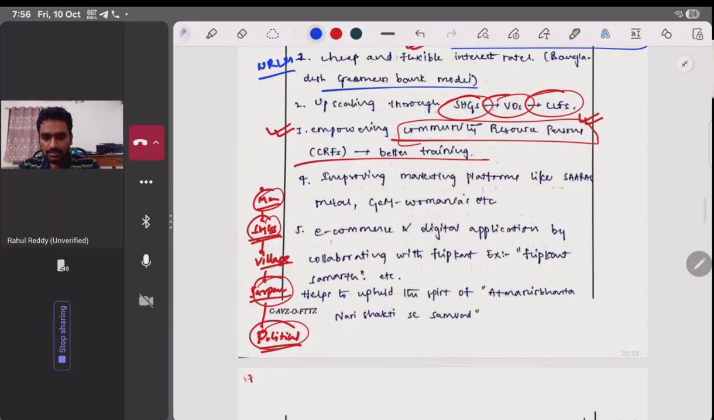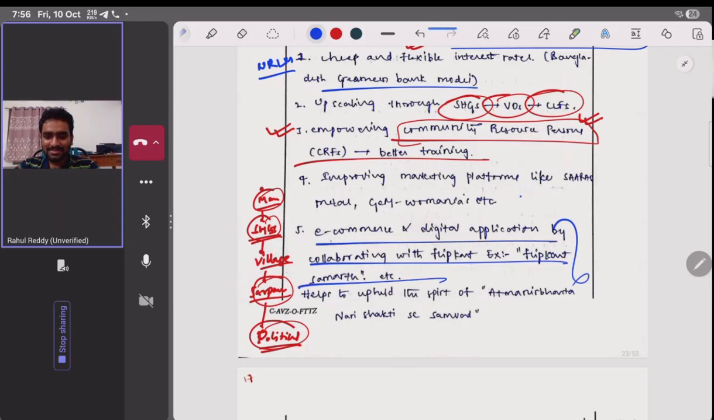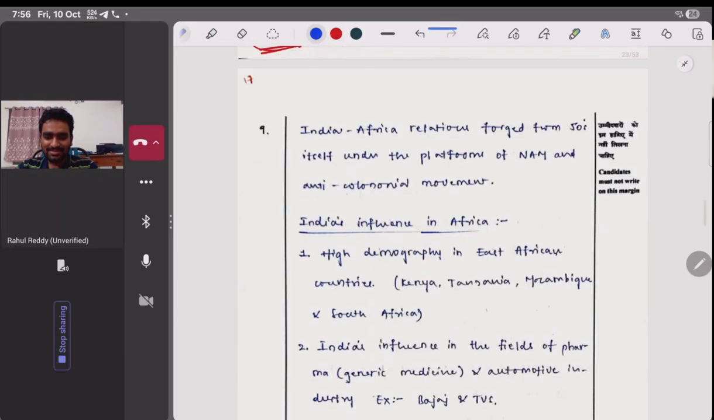Principle of subsidiarity, decentralization of power, democratization of resources, कितने सारे वर्ड्स है, देते जाओ. वॉइस टू वॉइसलेस, एजेंसी, सो ई कॉमर्स, डिजिटल एप्लीकेशन, फ्लिपकार्ट समाज, आत्मनिर्भर नारी शक्ति, इससे संवाद, राइट? गुड.